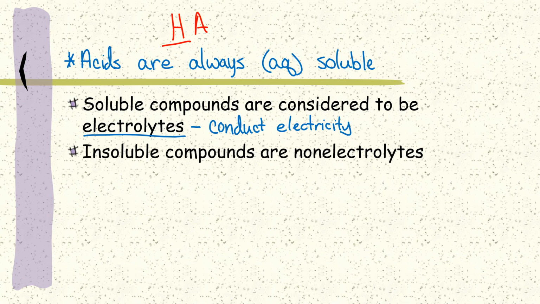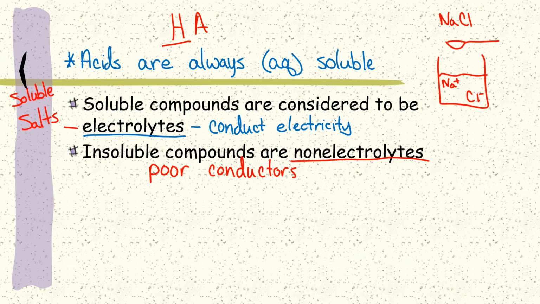All right. Insoluble compounds are considered to be non-electrolytes, which means they don't conduct electricity, or they're poor conductors. Insoluble compounds are going to tend to be solids when you put them in water. All right. So when we talk about electrolytes, you're also going to hear sometimes salts is a term that they put with electrolytes. Soluble ionic compounds are considered to be electrolytes. And I'll say that again. Soluble ionic compounds are considered to be electrolytes. Soluble ionic compounds are referred to as a class of compounds called salts.